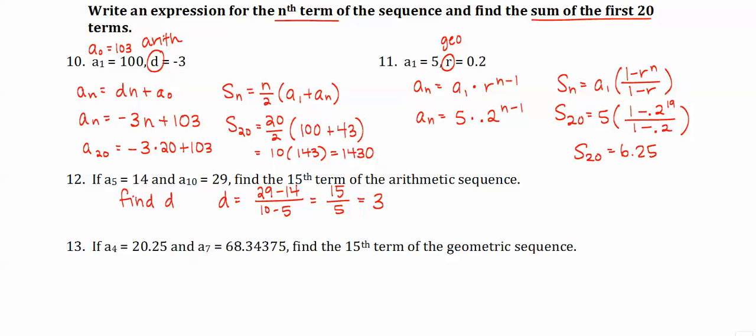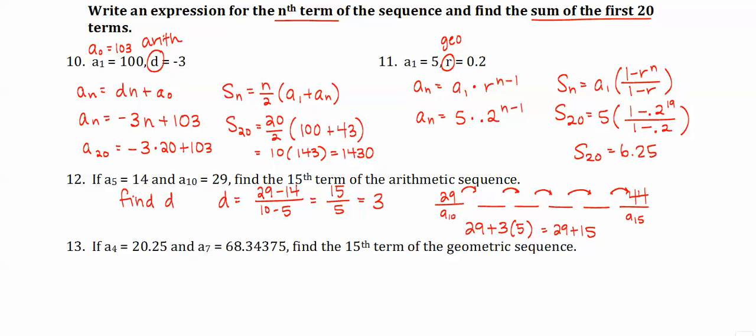which means each time we're changing by 3. Now, if I want to find the 15th term, we can take the 10th term and build on it, or we can go back and find the first term and the 0 term and build on it. I would rather take that 10th term. So if I have the 10th term, and I'm trying to find the 15th, 11, 12, 13, 14, 15, I'm going to have to add D 1, 2, 3, 4, 5 times. So basically, I'm taking 29, and I'm adding D, which I just found is 3, 5 times. Okay? So that's 29 plus 15, which gets me a total of 44 as my 15th term.